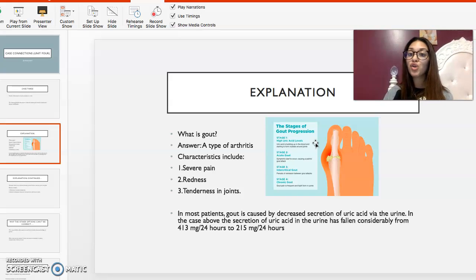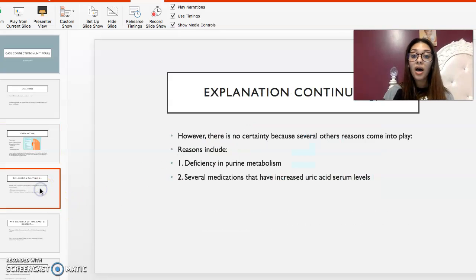However, there is no certainty that this is the cause, because other factors come into play for several reasons. Just a few other factors I stated here would be a deficiency in purine metabolism and several medications that have increased uric acid serum levels. So other reasons are the effects of the purine metabolism, like I have stated, and the uric acid may not be the cause for the increase of the uric acid in the plasma for his case.